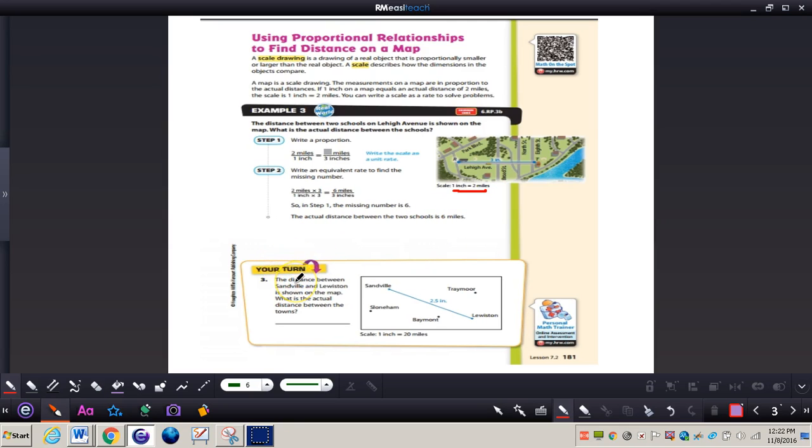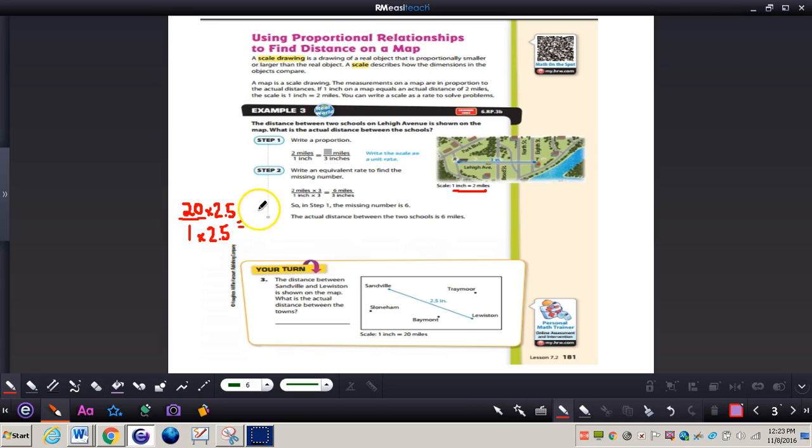Now let's take a look at number 3 together. It says the distance between Sandville and Lewiston is shown on the map. What is the actual distance between the towns? Now we know the ratio is 20 miles to 1 inch. All right, now since we know that the ratio is 20 miles to 1 inch, we need to figure out how far it is from Sandville to Lewiston. And we know that it's 2.5 inches. So because of that, we need to multiply the 1 inch by 2.5. Then also multiply the 20 miles by 2.5 as well.